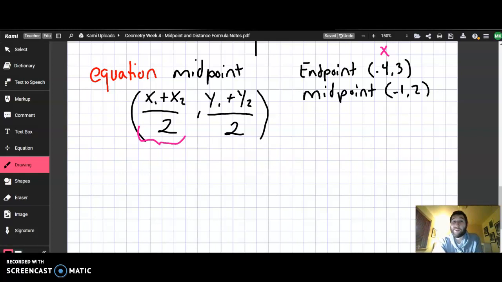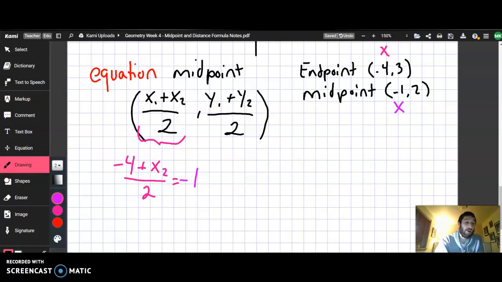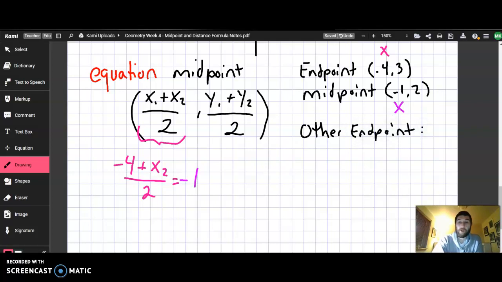And it could go in either spot. It's not going to make a difference. I'm going to put it in the first spot. Negative 4 plus the unknown x we're looking for, all divided by 2, is going to equal the midpoint, but we do know that the midpoint is negative 1. And then we can solve that to get the x part of our missing endpoint. So the other endpoint is a point, so it's going to be comma with parentheses.